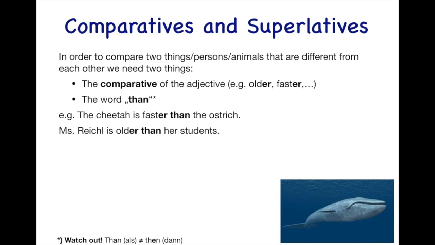Attention please. Then with an A does not mean the same as then with an E. Then with an A means als, whereas then with an E means dann. Okay, a little example. Again, let's take the cheetah, and you all know that the cheetah is faster than an ostrich. So you could say the cheetah is faster than the ostrich. Or another example, Miss Reichel is older than her students.